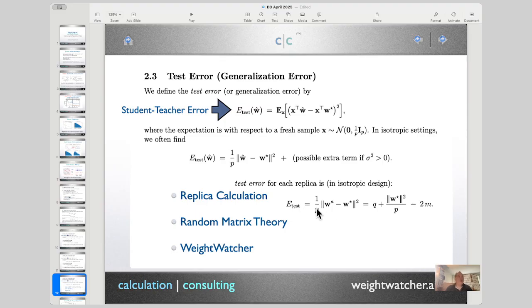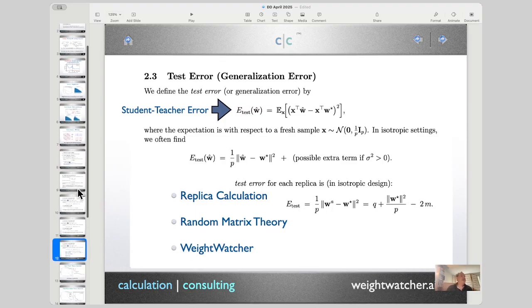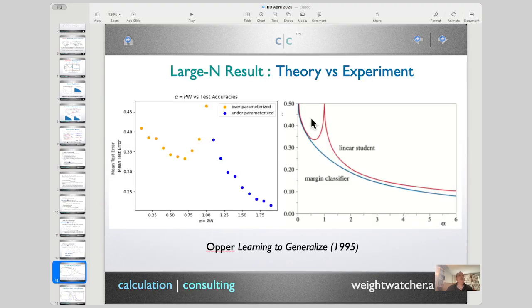But you can get a result for the test error, and you get a curve which looks like this red curve. This is described in a paper by Opper called Learning to Generalize. I'm happy to share it with you. Unfortunately, it's no longer online. It's a great paper, actually, if you want to understand the difference between statistical mechanics and statistical learning theory.